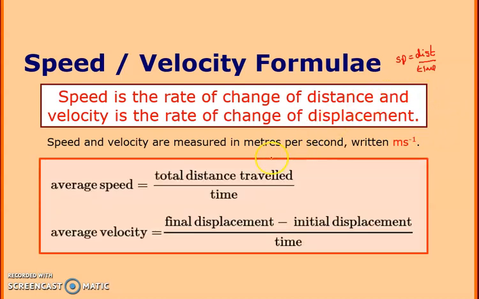So notice my two formulae here. Total distance travelled over time for speed. Final displacement minus the initial displacement, this is like a change in position, divided by time. So just bear that in mind. You might want to make notes of all these formulae, write them down in your book. And they will be useful.